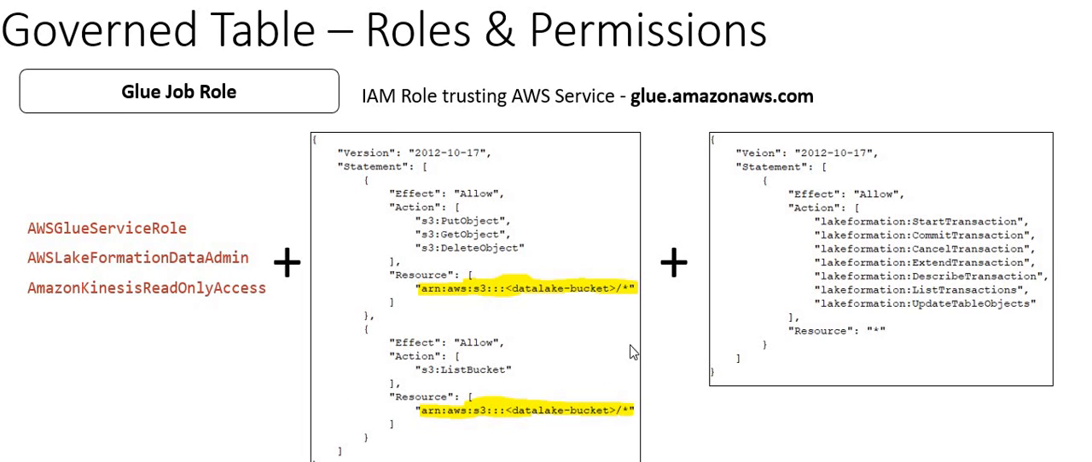Then, similar to the earlier data location role, this Glue job needs access to your S3 bucket where your data is stored, with put, get, delete, and list bucket operations. And the last one, it also needs Lake Formation API access. For instance, it can start and commit a transaction, extend the transaction, describe the transaction so it can fetch the status, list the transactions, and update the table objects. So these are the permissions a Glue job role should have in order to work with governed tables to handle the transaction.